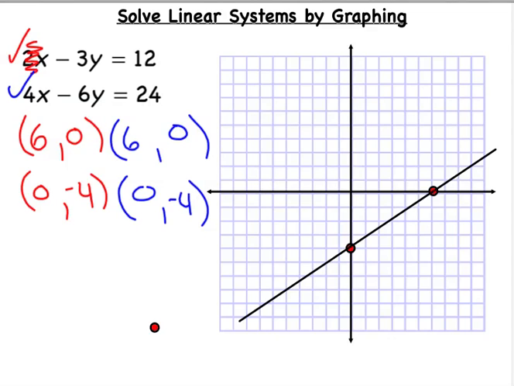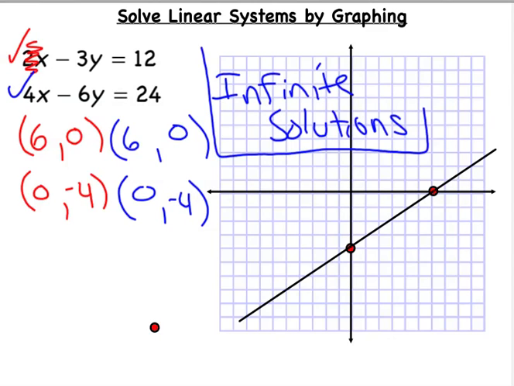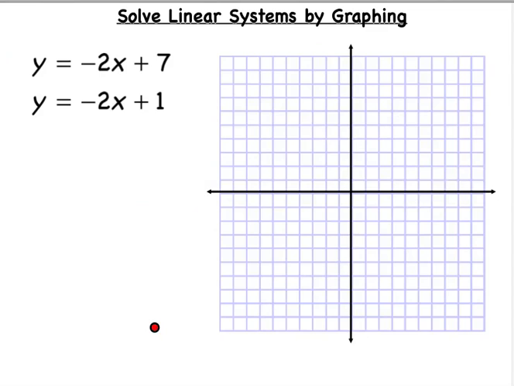So therefore, every point that's on this line is going to solve both of these equations. So there's not just one answer, there's an infinite number. We're not going to sit here and list every one out because it'll take forever, literally. All right, last case that you could get by graphing.